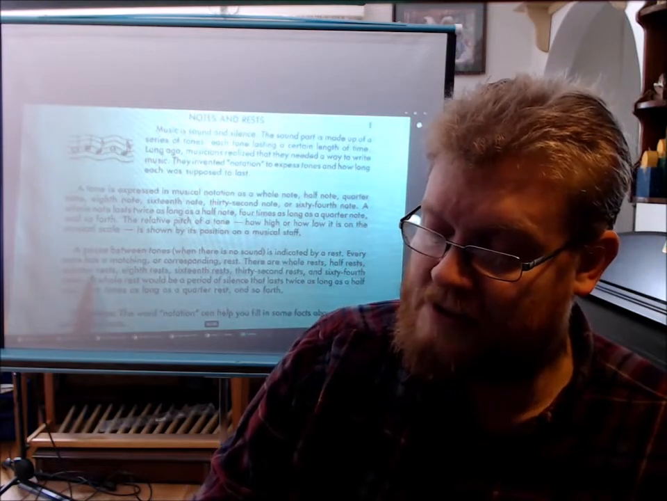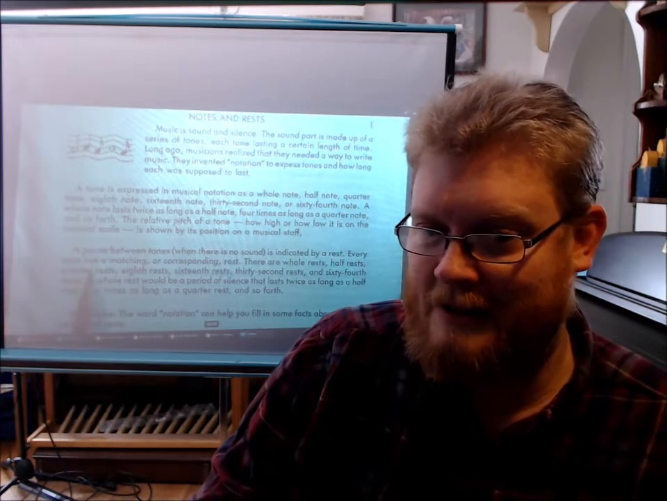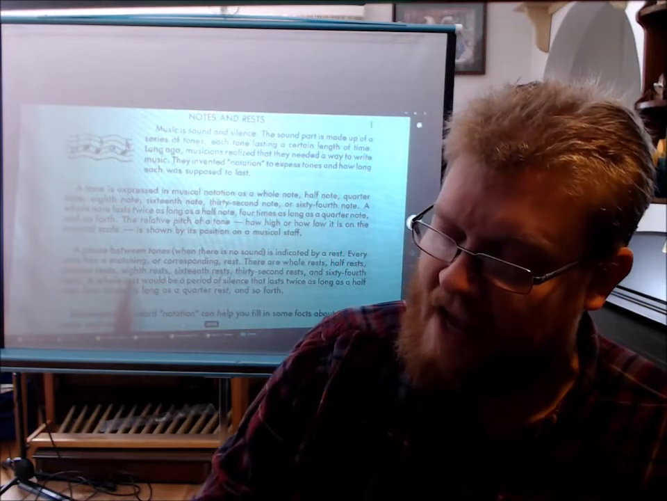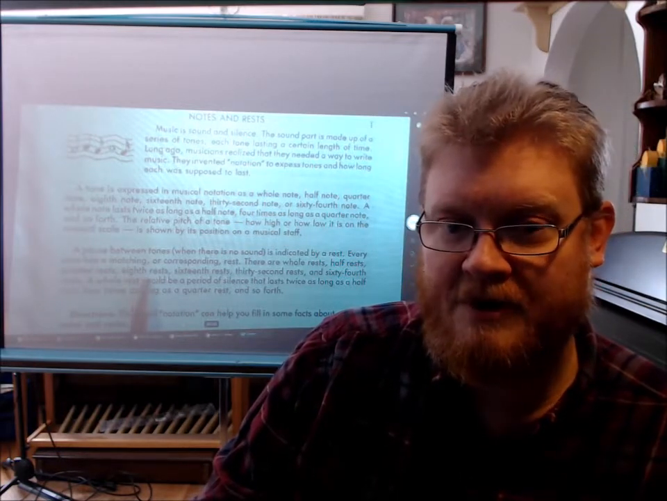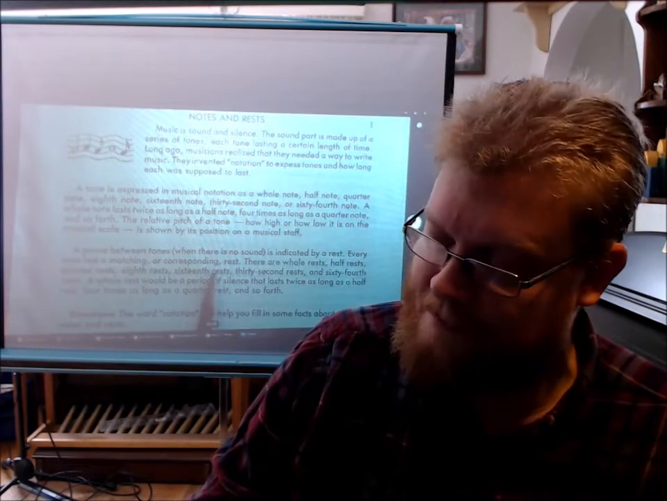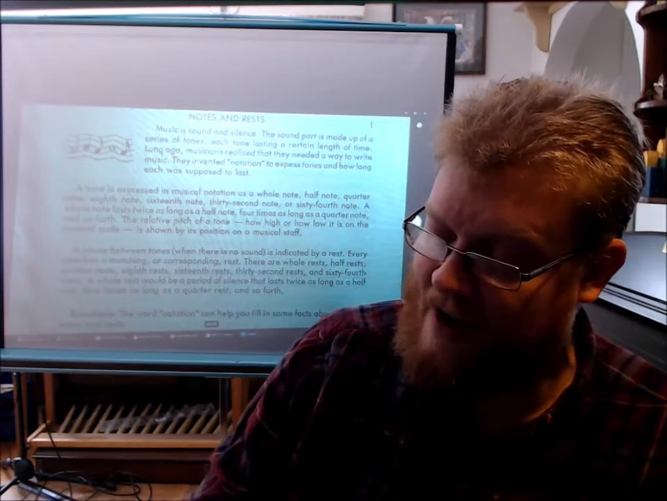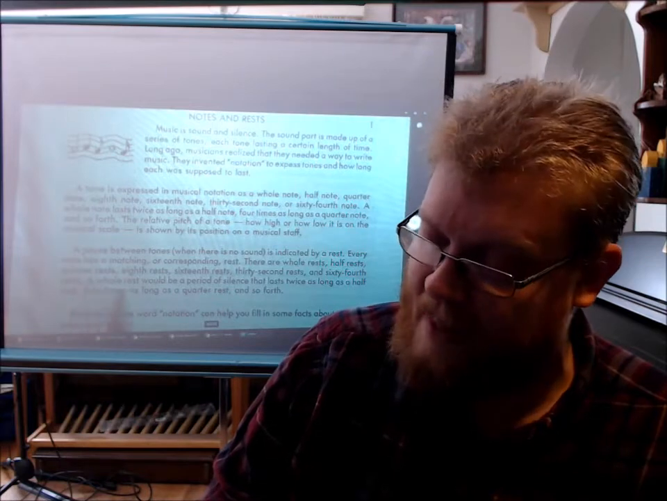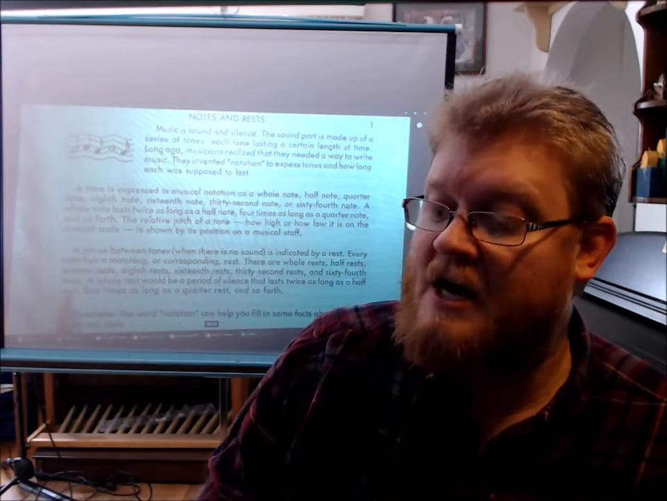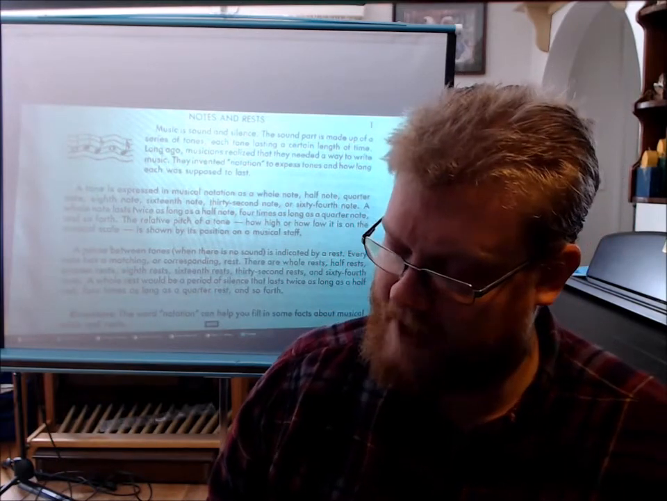Quarter rest, I call it the lightning bolt rest. Sometimes I draw it with a sideways Z or with a C attached. The eighth rest looks like a 7 with a coat hook at the upper end. The 16th rest has 2 hooks, or flags, is what they really are. Then 32nd rests and 64th rests, just like notes. A whole rest would be a period of silence that lasts twice as long as a half rest, 4 times as long as a quarter rest, just like with notes, and so forth.